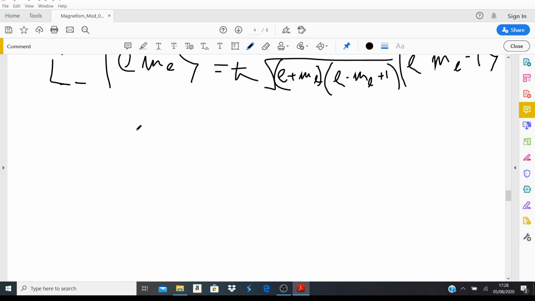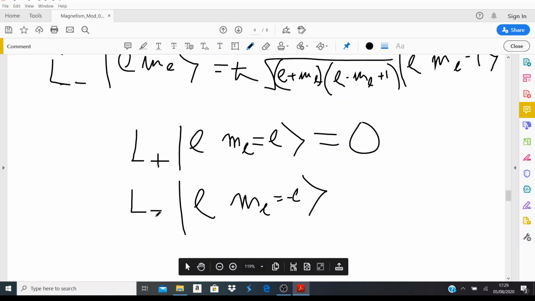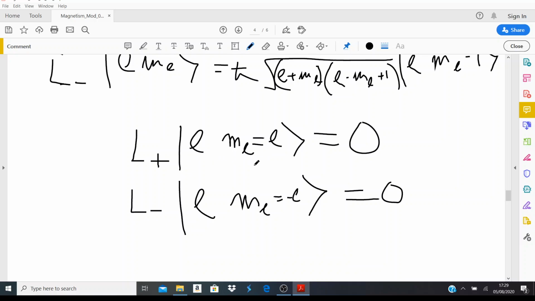So this condition is usually denoted by that when ML is already L, that's the maximum value of the L, right? It will give you 0, and also when ML is minus L and you are trying to go 1 step below, it will kill the state, because there is no state above this state and there is no state below this state, right?